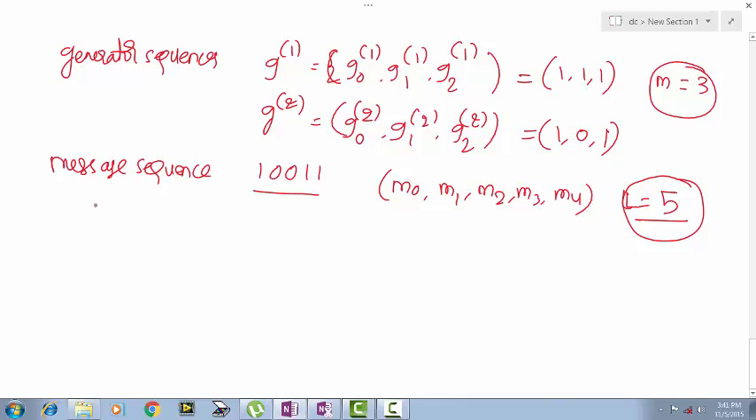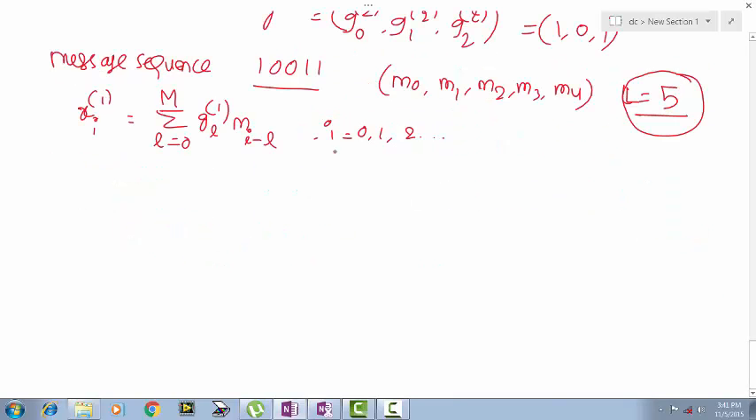So we are having the equations. x_i of 1 is equal to sigma L equal to 0 to capital M, G_L of 1 m_(i minus L), whereas i equal to 0, 1, 2 and so on. So now let's find out the output bits for the first adder. I'll start with i equal to 0.